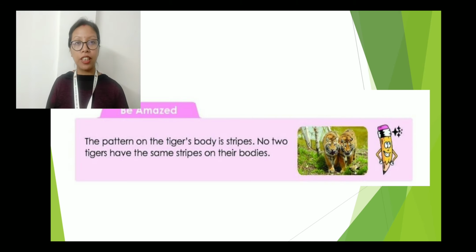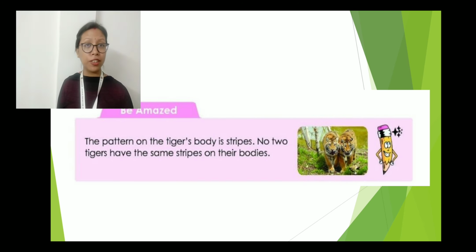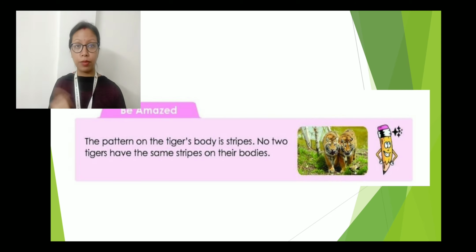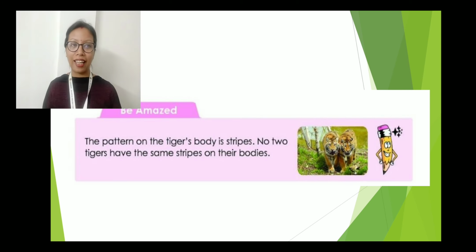Now let's come to the last part of the book, which is Be Amazed. The pattern on the tiger's body is stripes. No two tigers have the same stripes on their bodies. Now what are stripes? Have you seen the patterns on the tiger's body? They are black and yellow, right? These are called stripes. Now when we look at the tigers, if there are 2 or 3 tigers, we feel like the tigers have the same pattern of stripes, right?